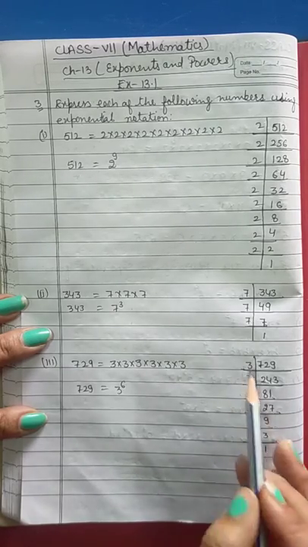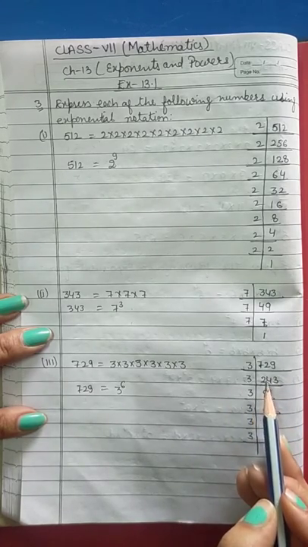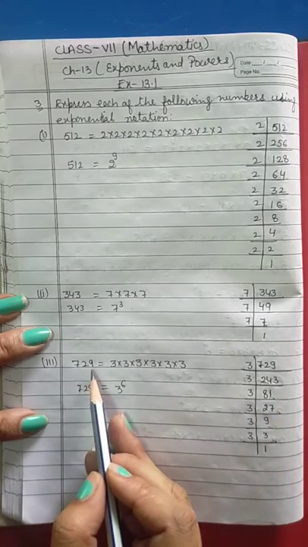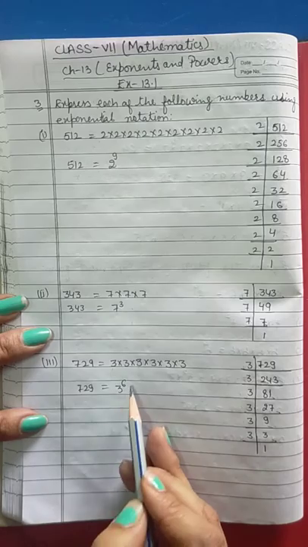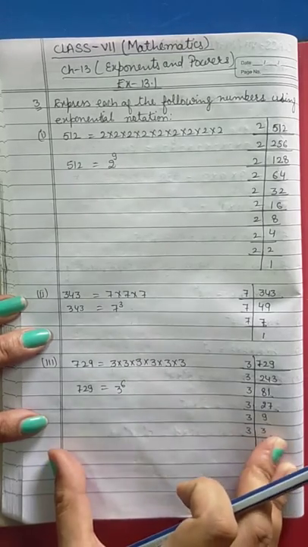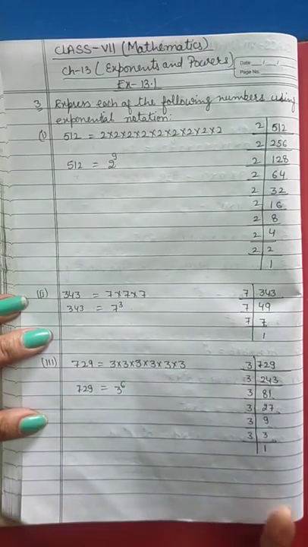So after simplifying, all these numbers are divided by 3's table only. So 729 can be written as 1 2 3 4 5 6, that is 3 raised to power 6. In this way you can factorize 729 and write its exponential notation.